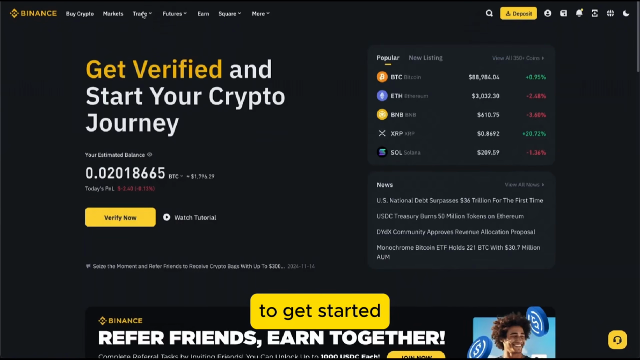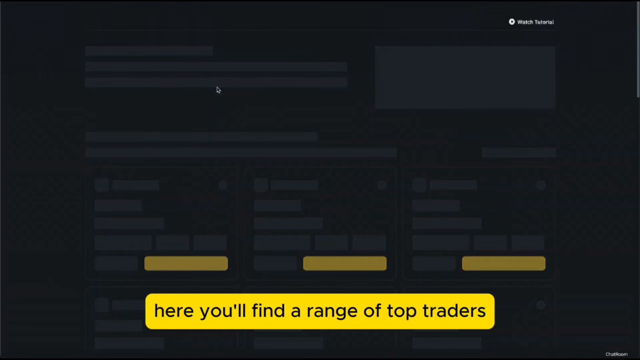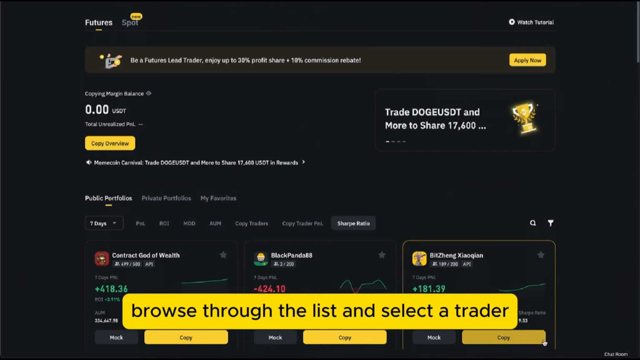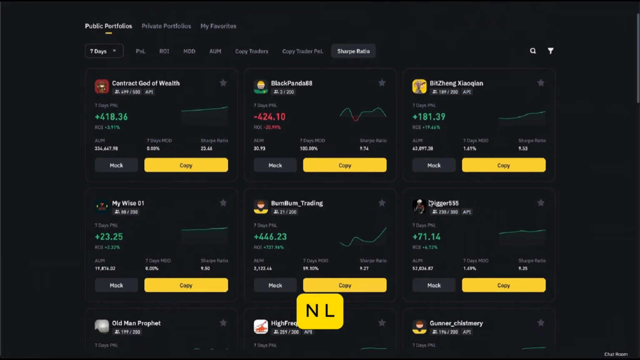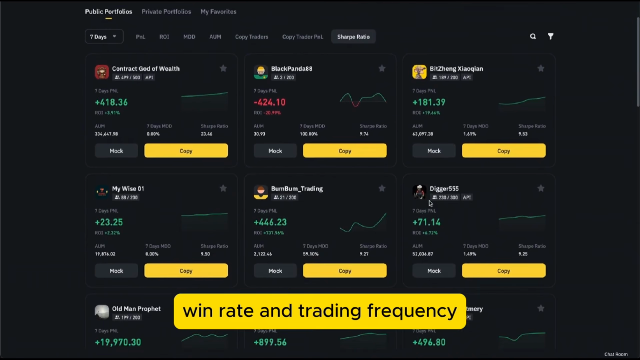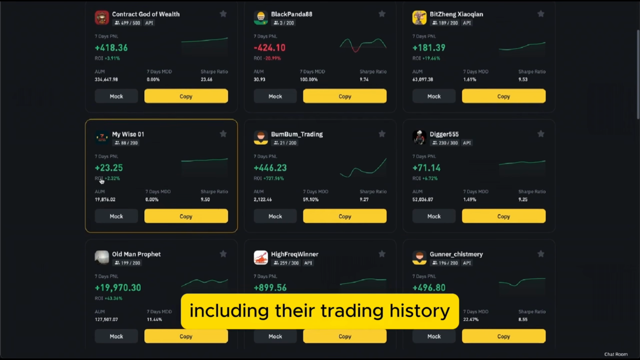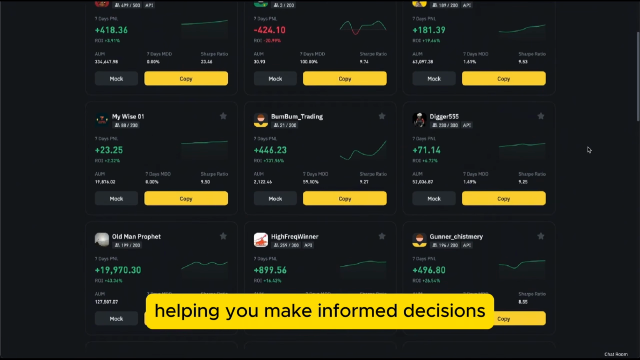To get started, navigate to the Binance Copy Trading section. Here, you'll find a range of top traders whose strategies you can replicate. Browse through the list and select a trader based on key performance metrics such as ROI, PNL, win rate, and trading frequency. Binance provides detailed statistics, including their trading history and overall performance, helping you make informed decisions.